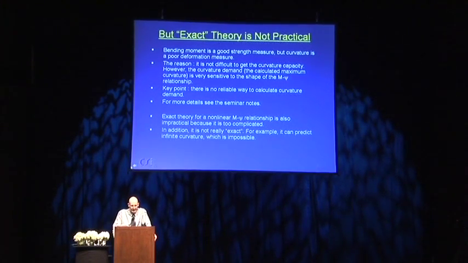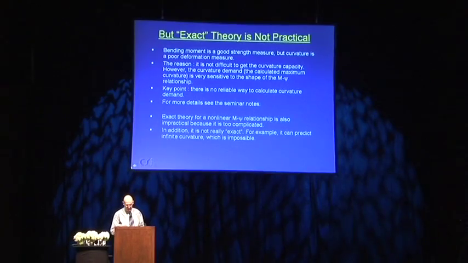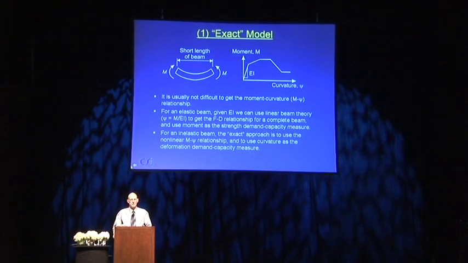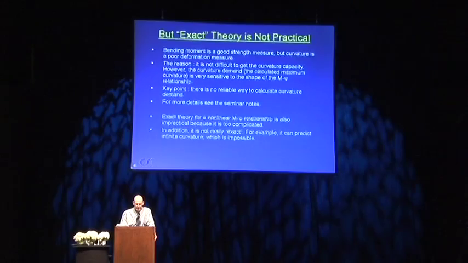There are other reasons. Exact theory for a nonlinear moment curvature relationship actually turns out to be very complicated, too complicated for practical application. And in any case, it's not quote unquote exact. If you have a moment curvature relationship which becomes horizontal, and sooner or later it will, exact beam theory will predict infinite curvature, which is wrong. That's not going to happen. So exact theory is not exact at all. It's horribly inexact. So basically, don't even think about it. It's not going to work.